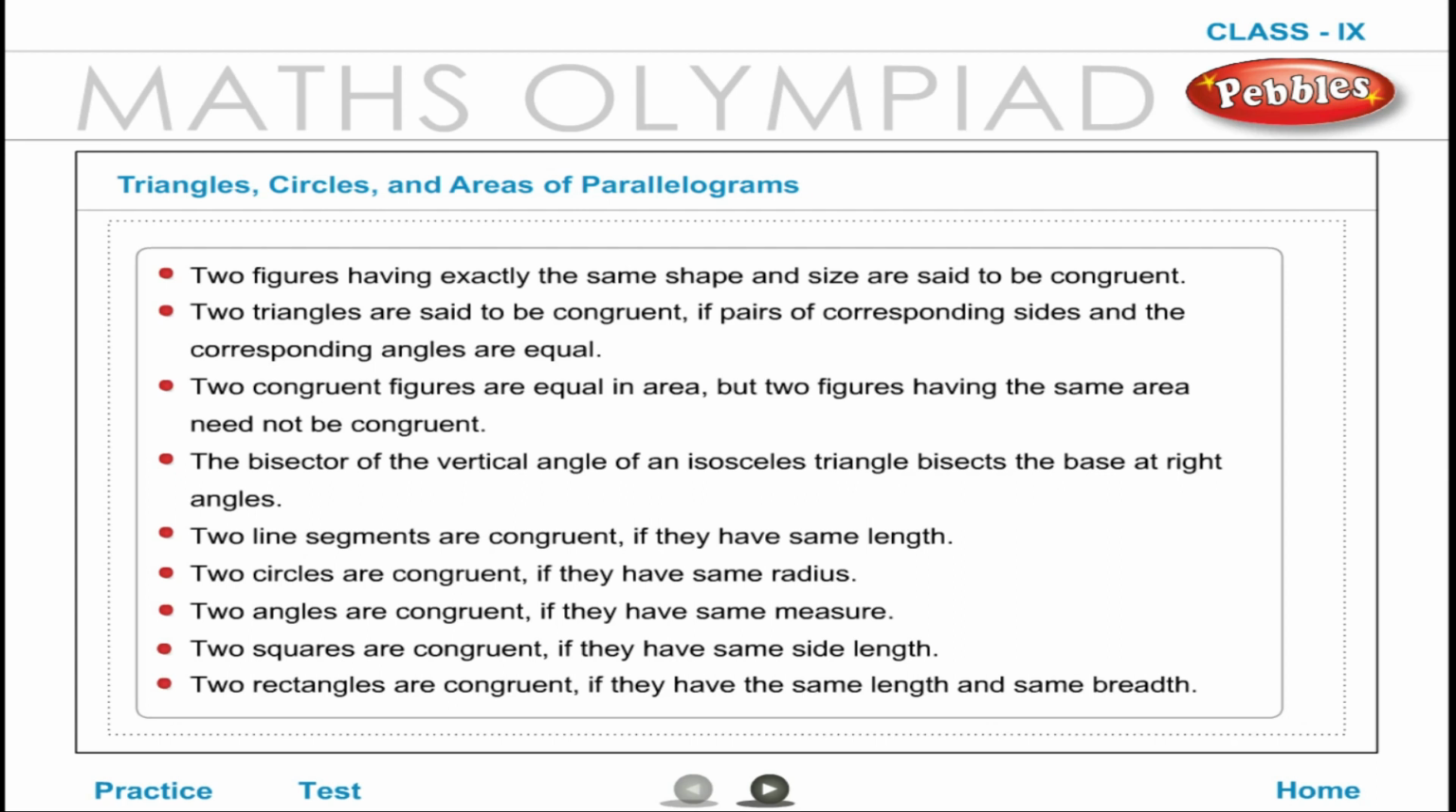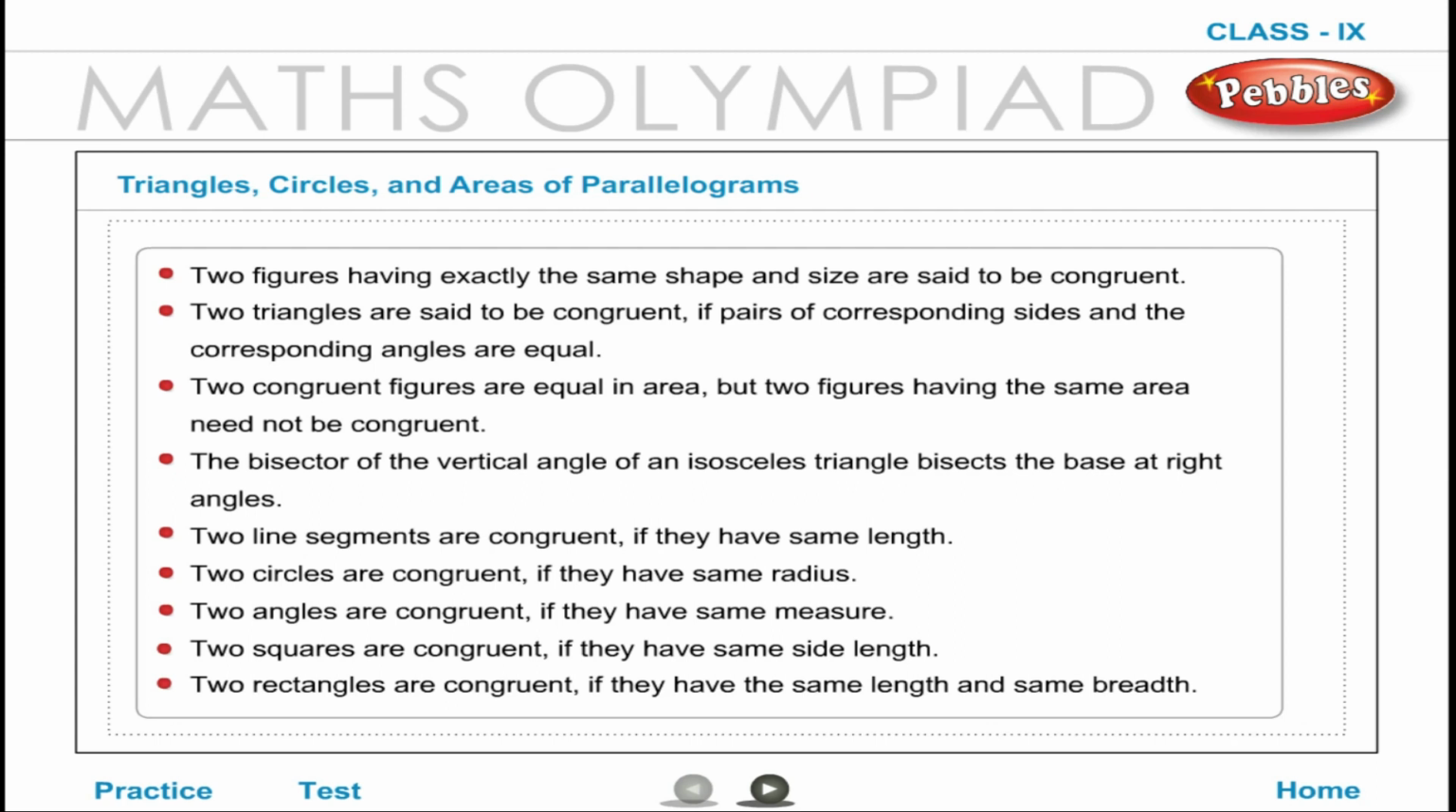Two congruent figures are equal in area, but two figures having the same area need not be congruent. The bisector of the vertical angle of an isosceles triangle bisects the base at right angles. Two line segments are congruent if they have the same length.